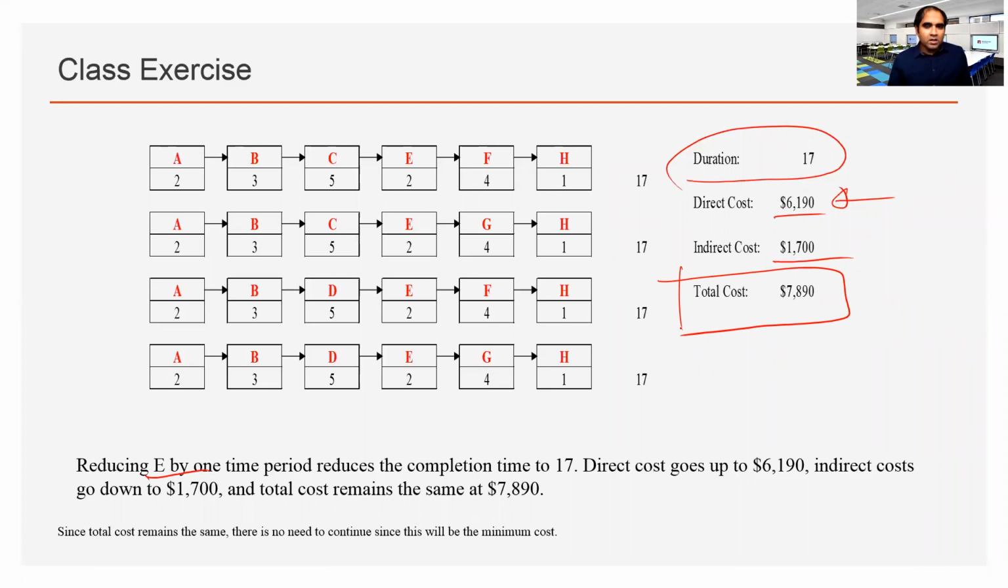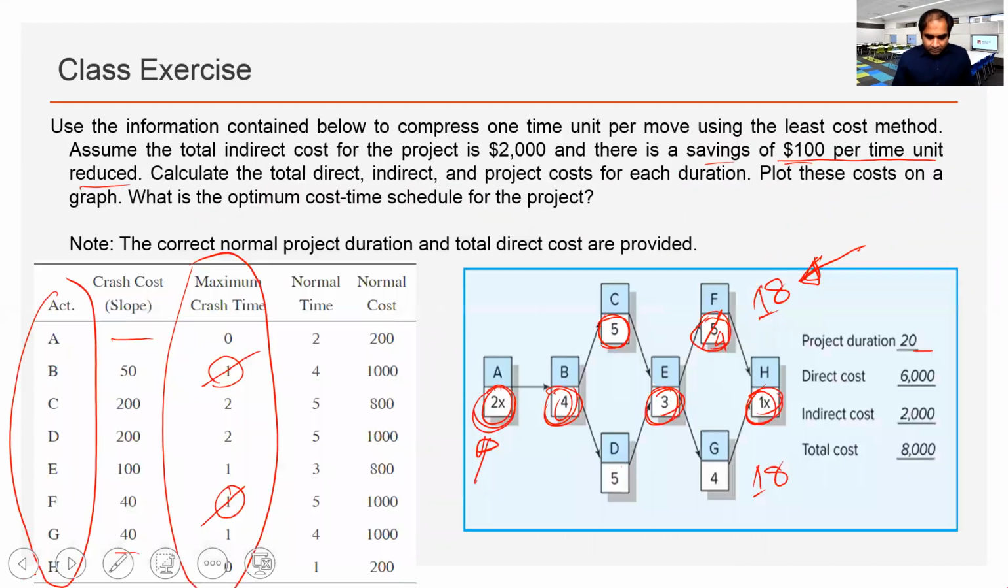Okay. All right. Then yeah, E is done. Now next, once we crash E, now we have 17 and 17. So we only have two options, C and D.